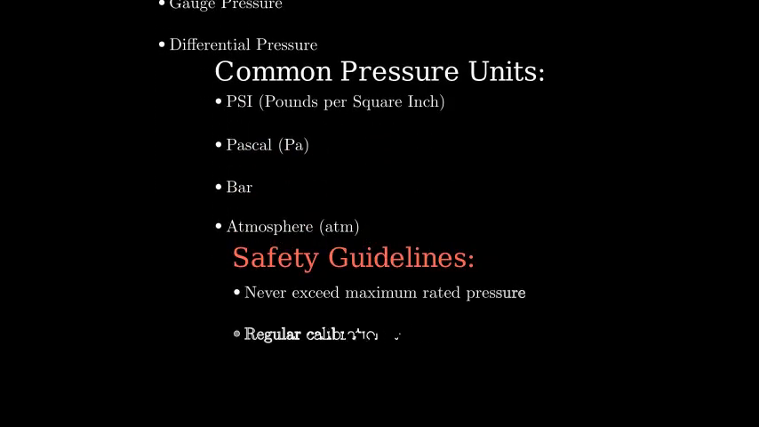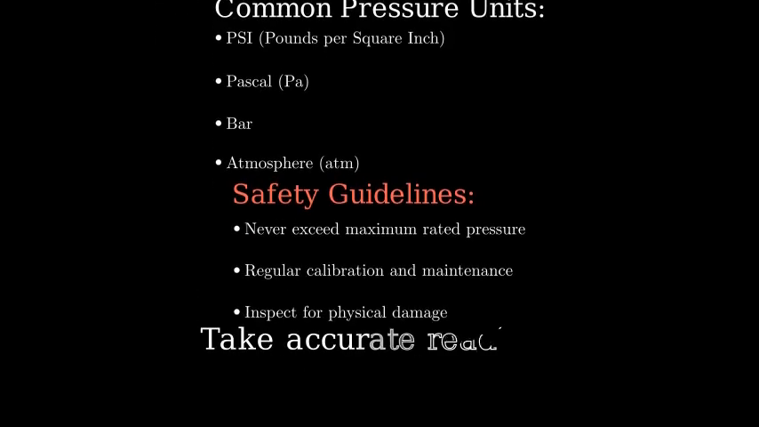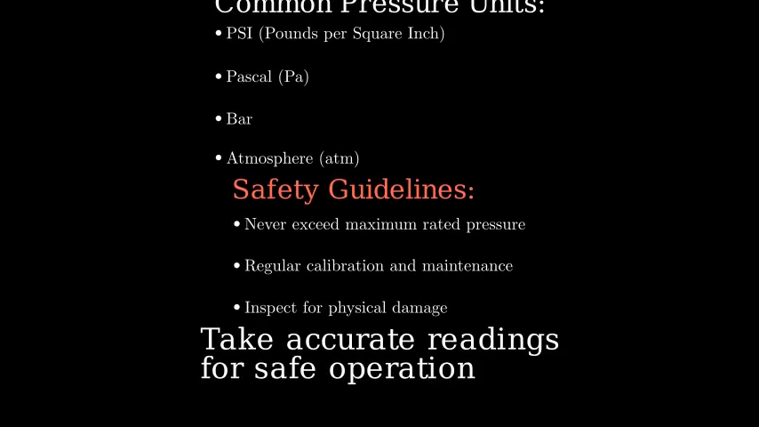When working with pressure gauges, always follow these safety guidelines. Never exceed the maximum rated pressure of the gauge, ensure regular calibration and maintenance, and inspect for any physical damage before use. Remember, accurate pressure readings are crucial for safety and proper equipment operation. Always take your time to read the gauge carefully and verify the units being used.